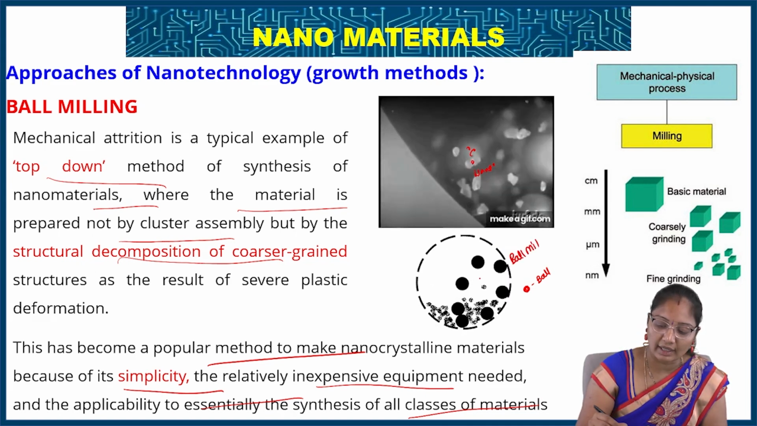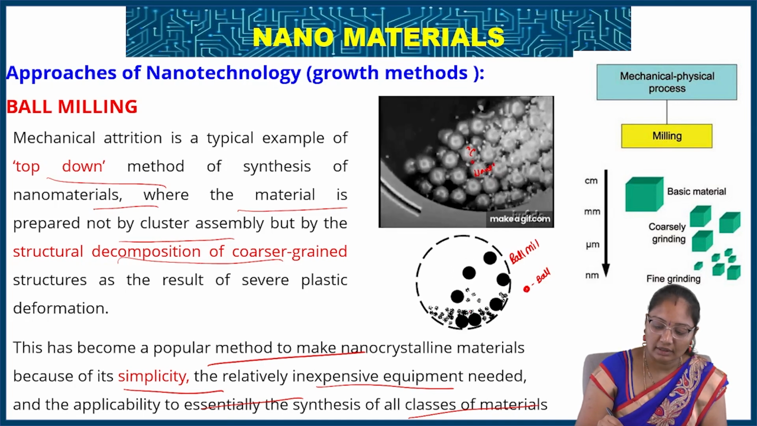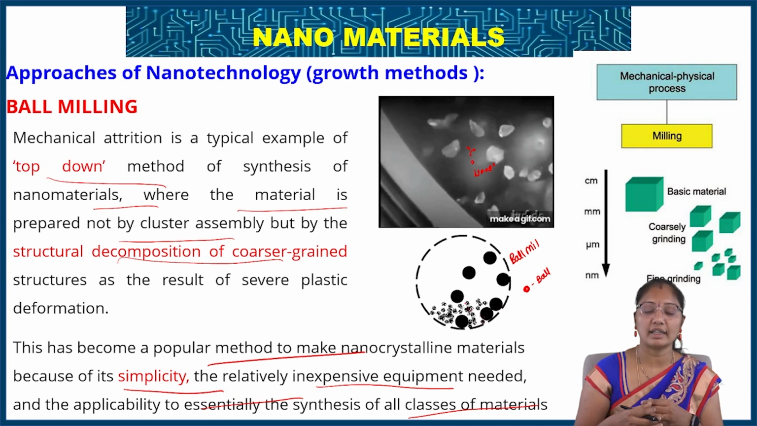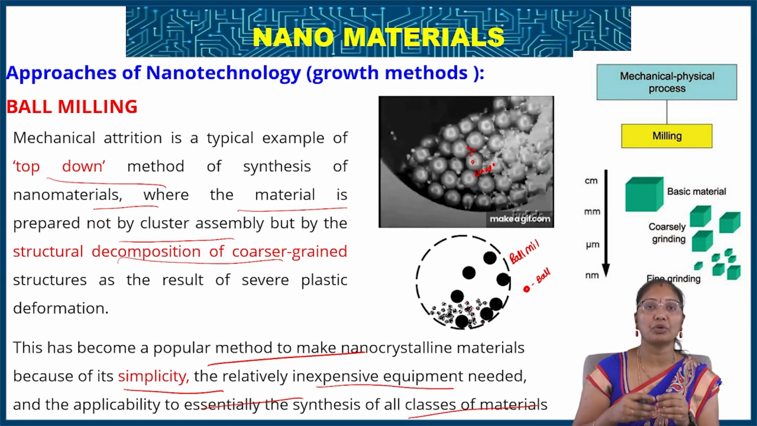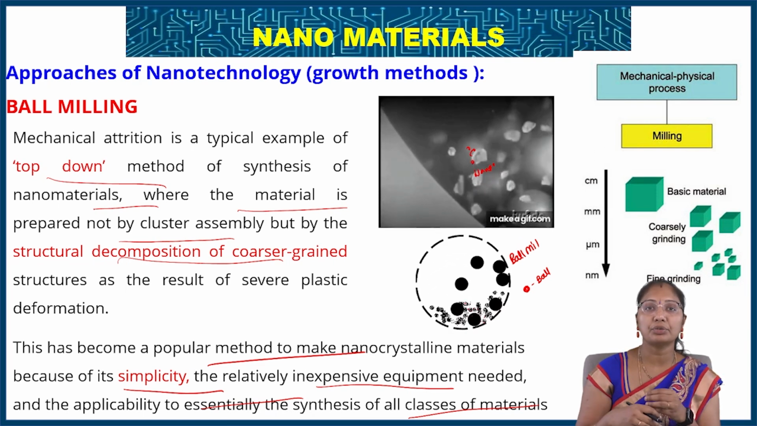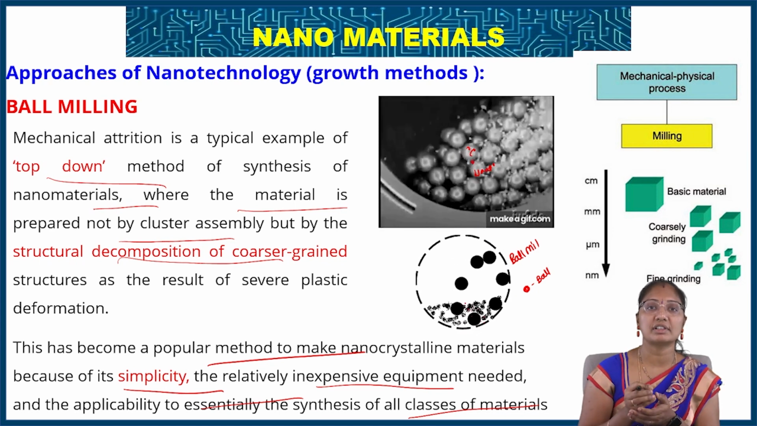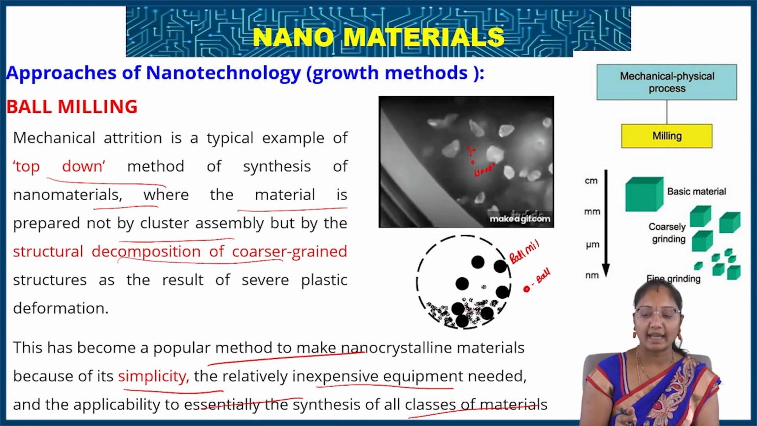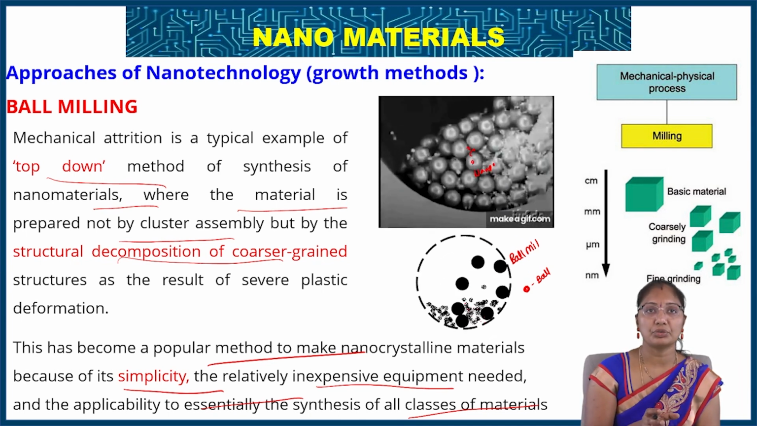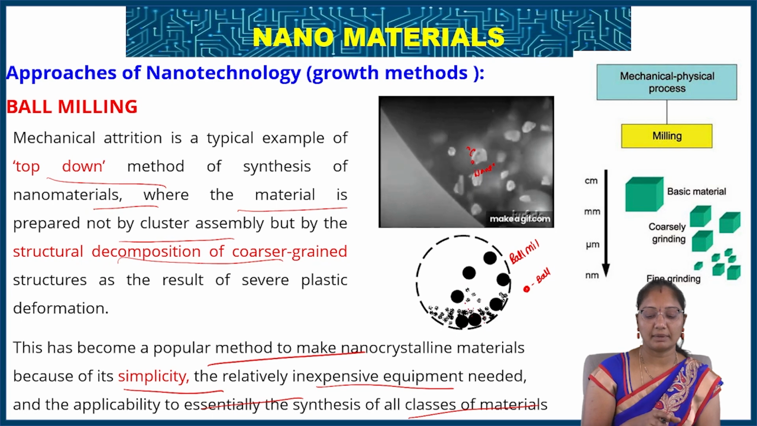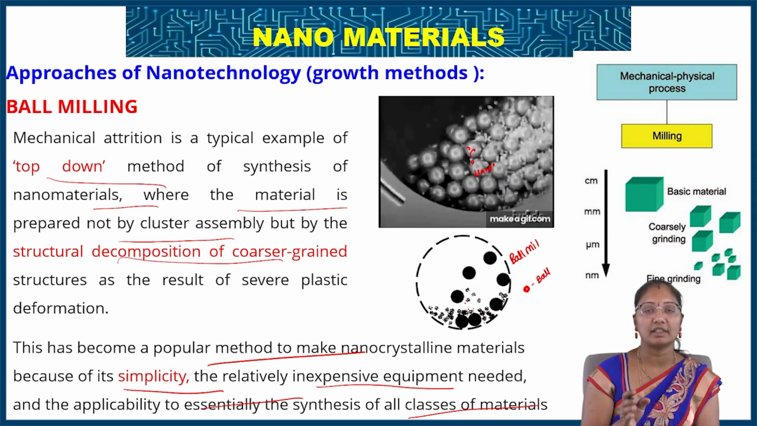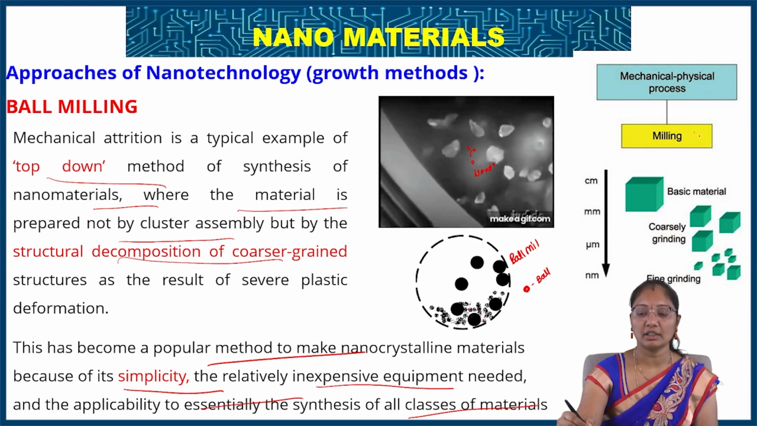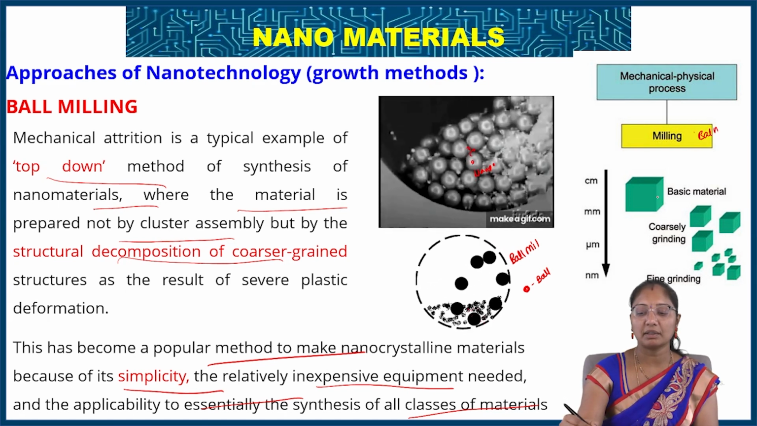These black balls are metal balls. These are the nanoparticles. On continuous crushing, they degrade, it is like grinding, coarser grinding. So they degrade into very small molecules, resulting in the formation of very small nanoparticles. As it is inexpensive, this method is used because of its simplicity and because we can synthesize all classes of materials using this. So the mechanical physical process using milling through a ball mill, the basic material is like this.